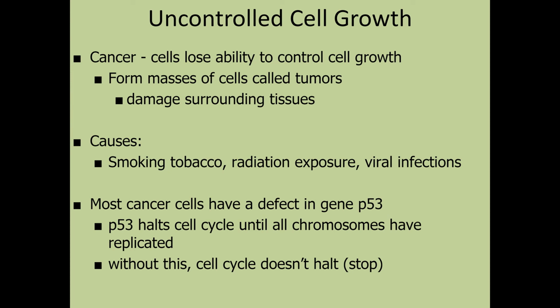Most cancer cells have a defect in gene P53. And this P53 gene is what is in charge of halting the cell cycle until all the chromosomes have replicated. So without this, the cell cycle doesn't stop. If you have a defect or something wrong with the p53 gene, the cell cycle doesn't know when to stop, when to slow down. So it just replicates totally uncontrolled very quickly, and that's when cancer can grow.